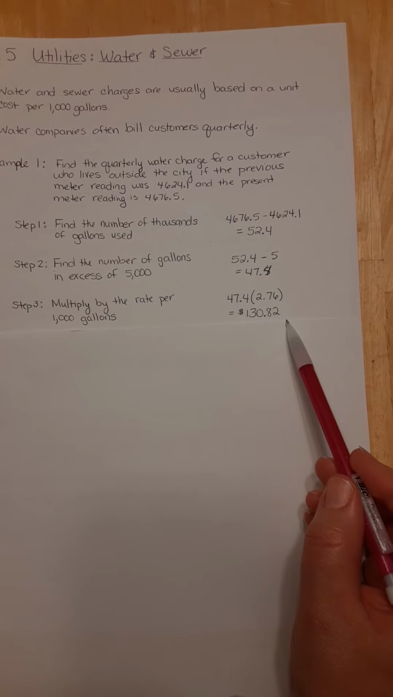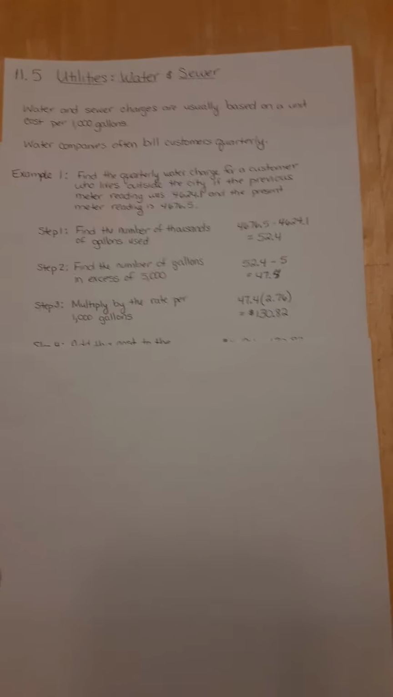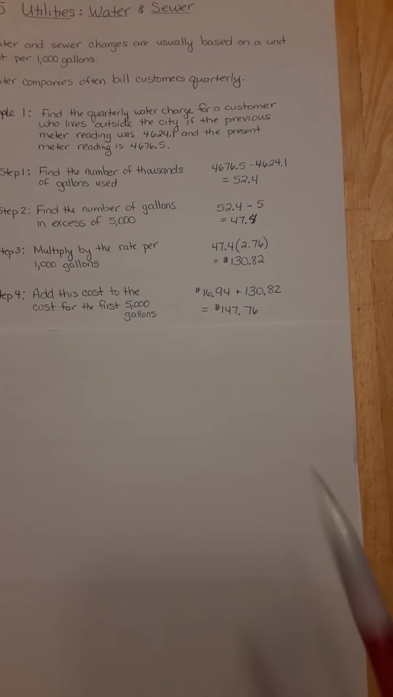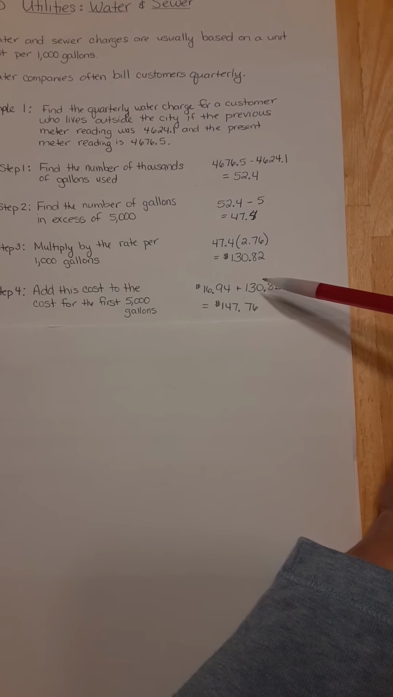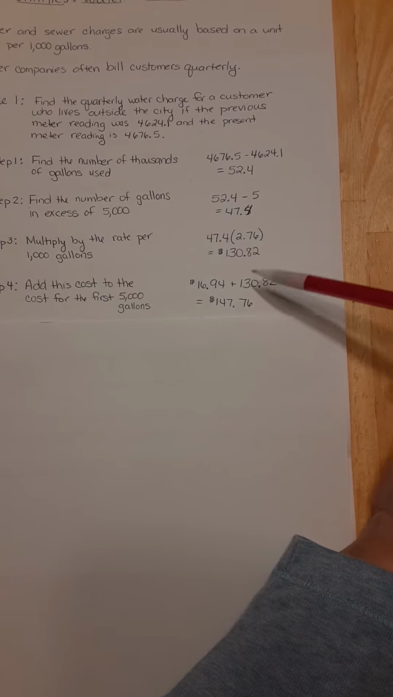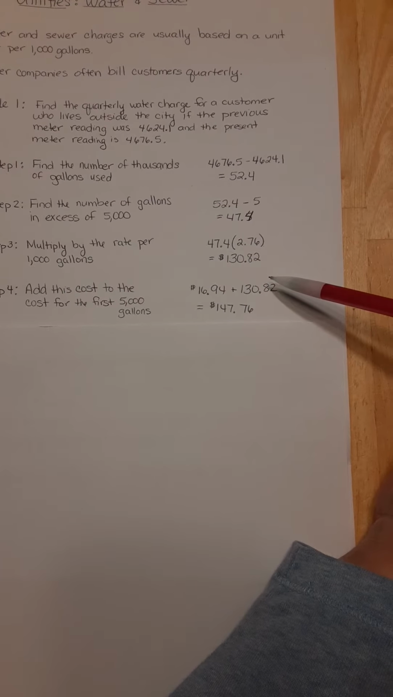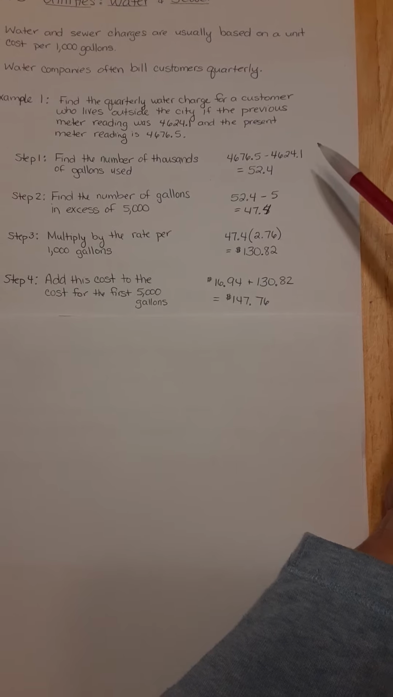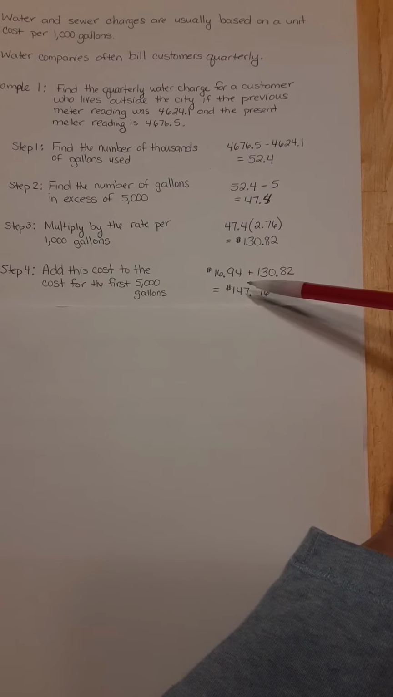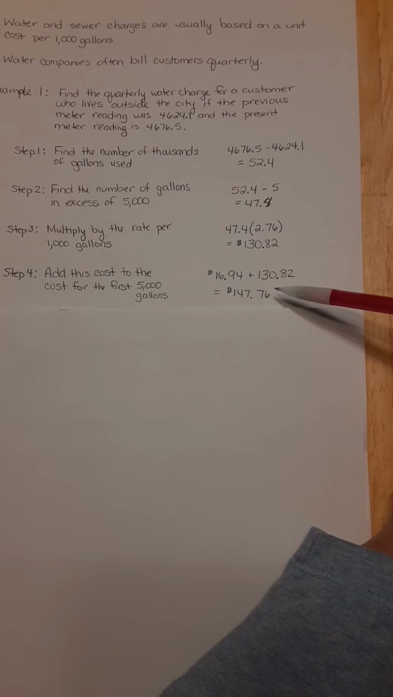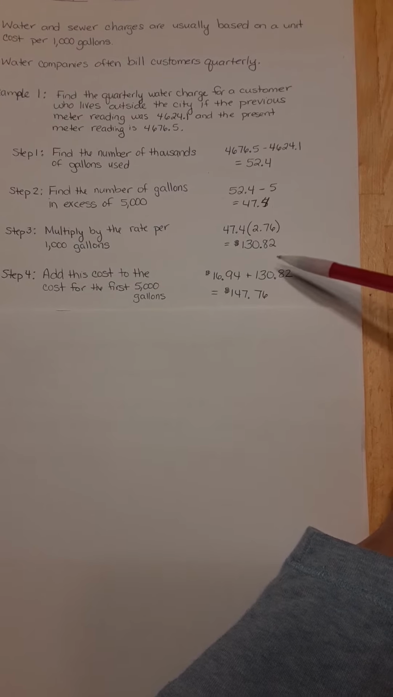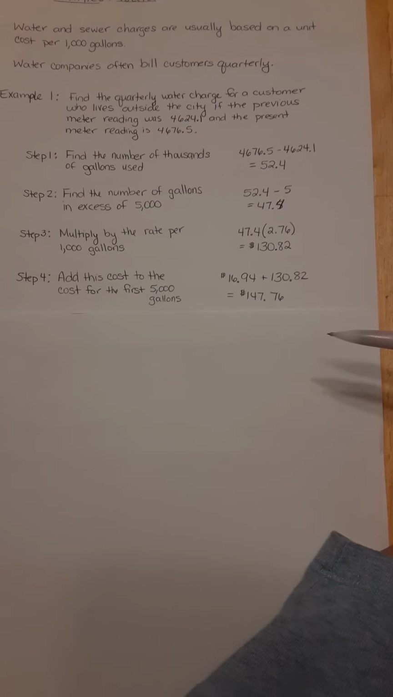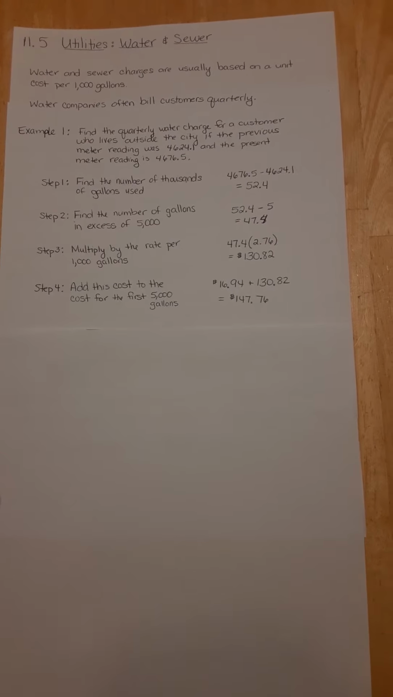Now that we've got the extra, now we've got to add to it the cost of the first 5,000. Okay, the cost of our first 5,000 is just a straight standard total. Okay, and we have to be careful because we've got to look at the right column. This person, remember, is outside the city. So the base price is $16.94 for being outside the city. We're going to take that total, add it to what we just found, and that's going to give us the cost total for our water bill here.